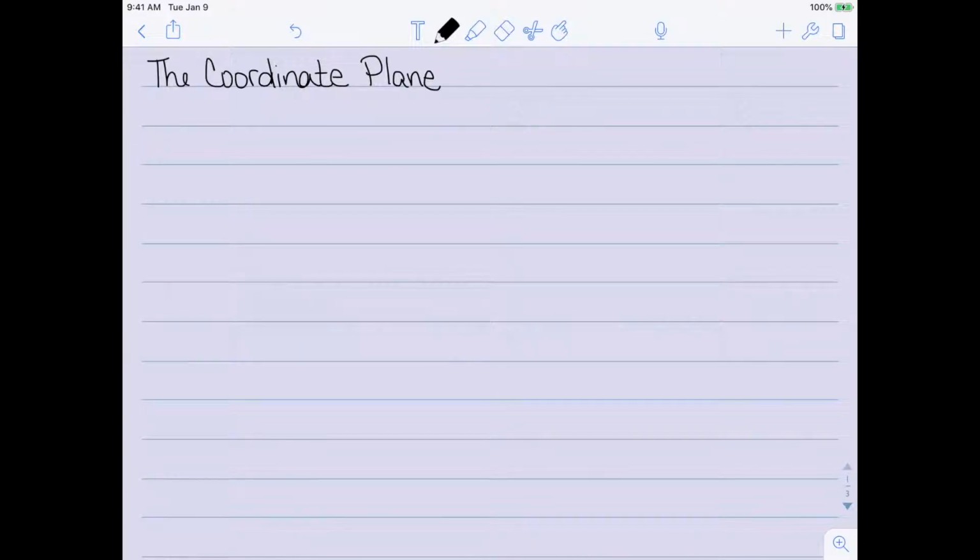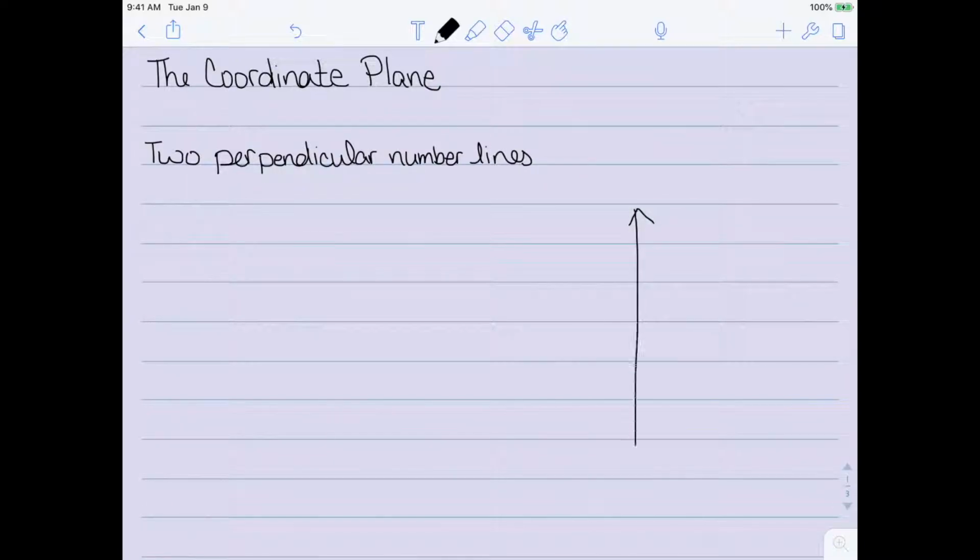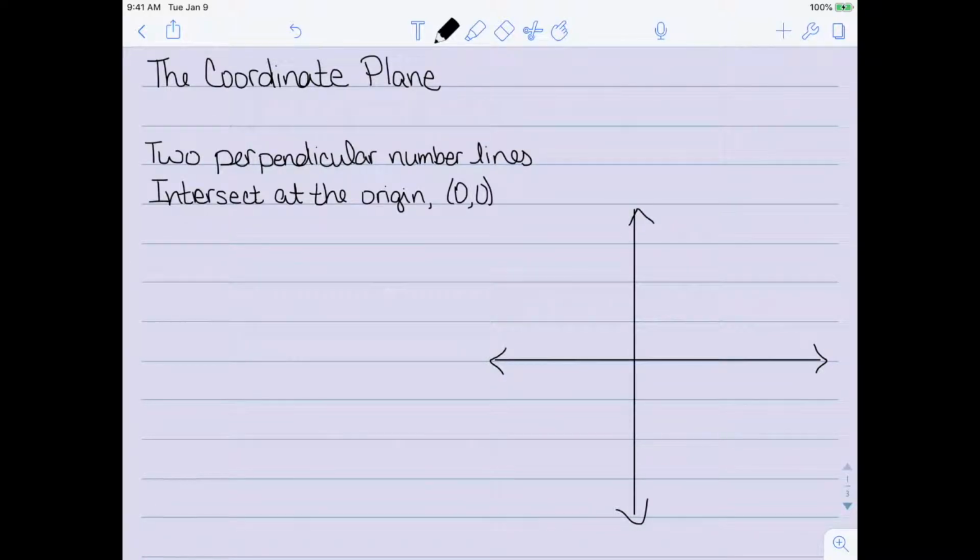We'll now look at an introduction to the coordinate plane. The basic idea of the coordinate plane is we start with two perpendicular number lines. We tend to do one vertical and one horizontal. And these intersect at the origin, 0, 0. So that's this point right here.